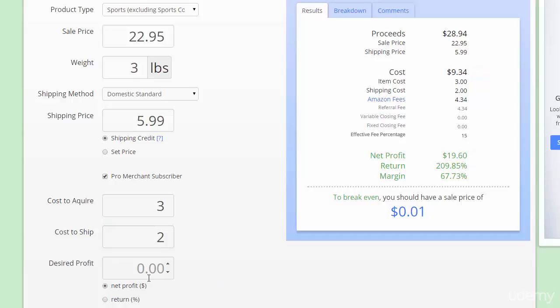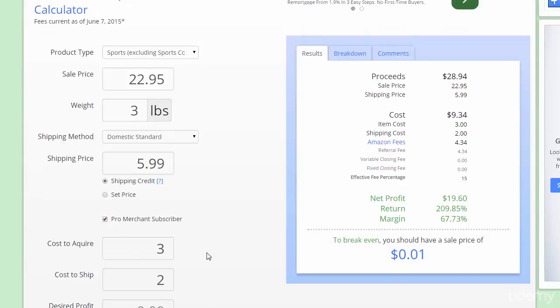Desired profit, we don't need to worry about that, because you can add this information in, but we're doing it the other way round. So we've now determined that we're going to be selling the yoga blocks at $22.95. The weight's 3 pounds. Shipping domestic standard. Again, it doesn't really matter too much, it does make a difference, but just set up whatever it is for domestic standard. Pro Merchant, $3 to acquire, $2 to ship.